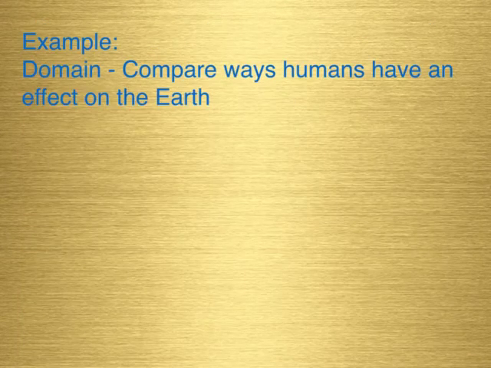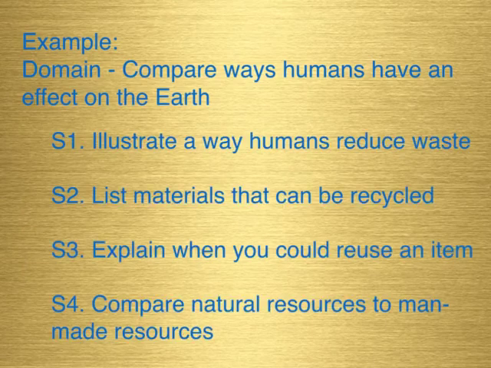Let's look at an example. The domain is compare ways humans have an effect on the earth. Notice compare is at the evaluate level in Bloom's taxonomy. Now that we know the overarching idea or domain, we can look at specifically what we need our students to demonstrate. Specific 1 is we want our students to illustrate a way humans reduce waste.